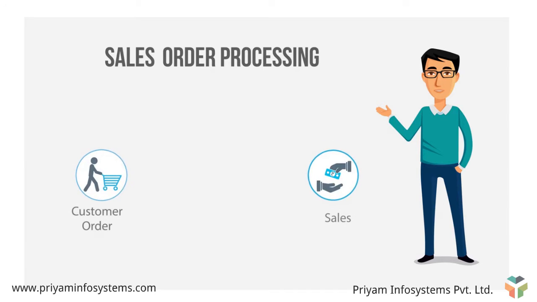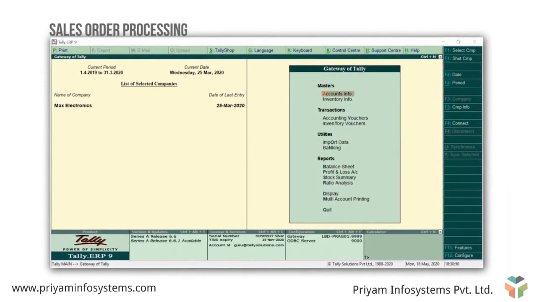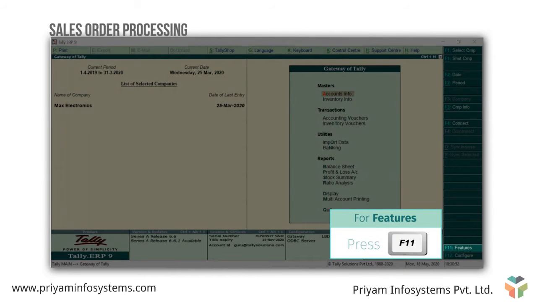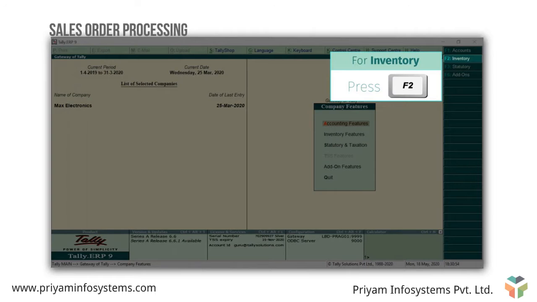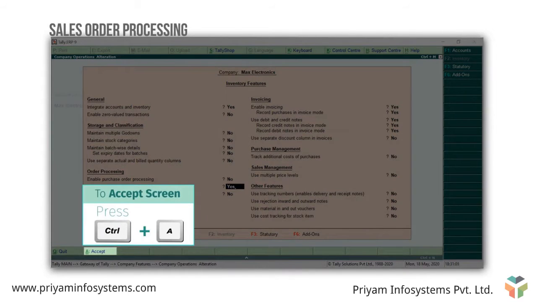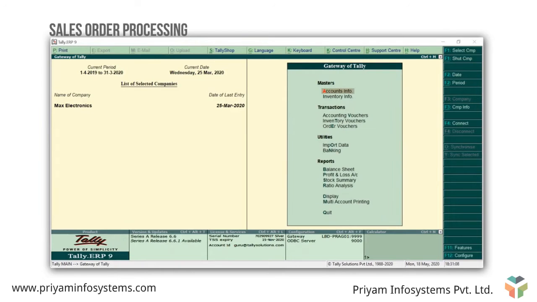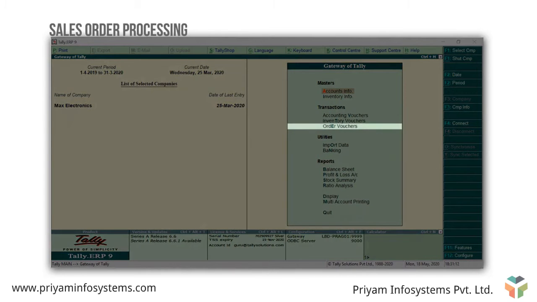Sales order processing is the process of receiving and managing orders from customers, and it involves tracking all the events until an order is fulfilled. To enable sales order processing, press F11 for features, F2 for inventory features, set sales order processing to yes, press Ctrl A to accept the screen, press Escape to come back to the gateway of Tally. Now, you can see that order vouchers are available right below inventory vouchers under the transaction section.